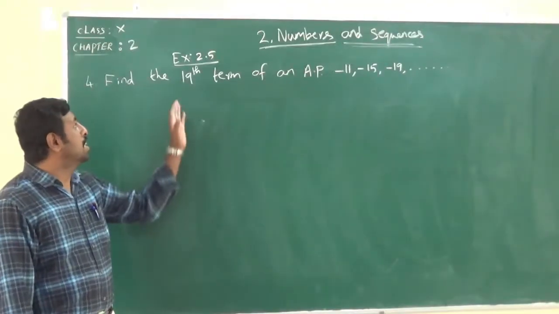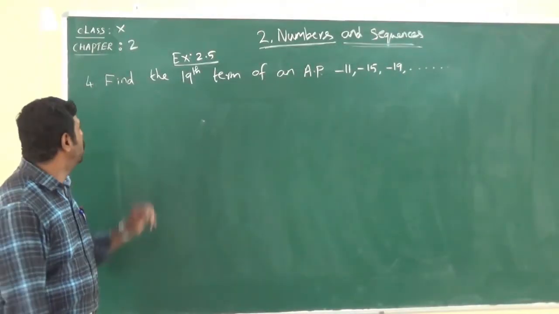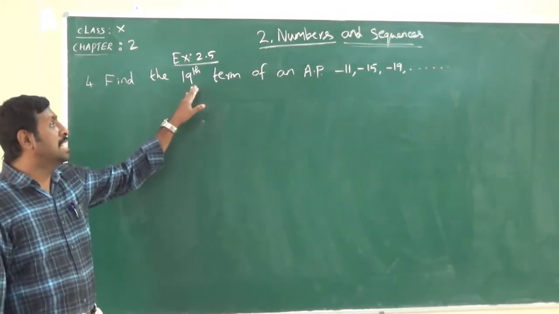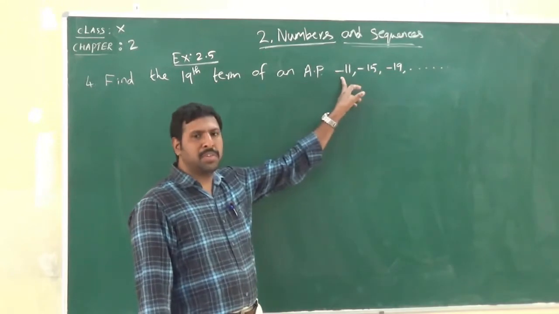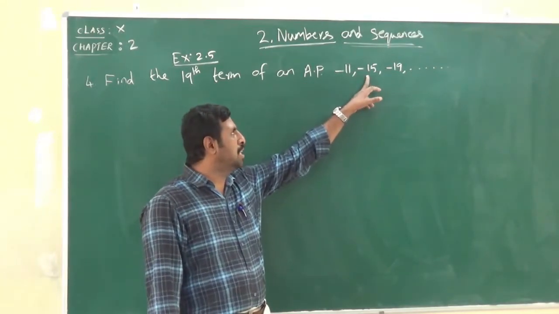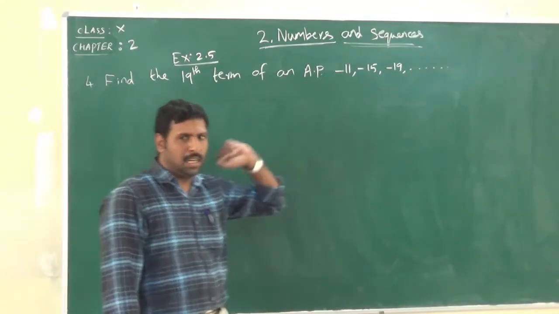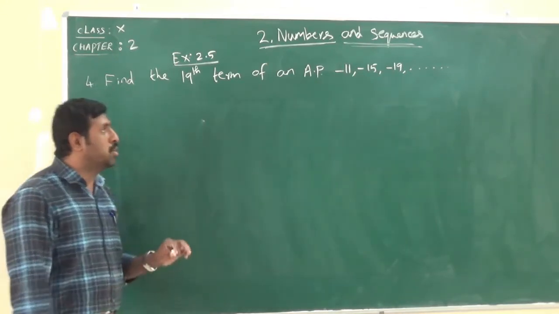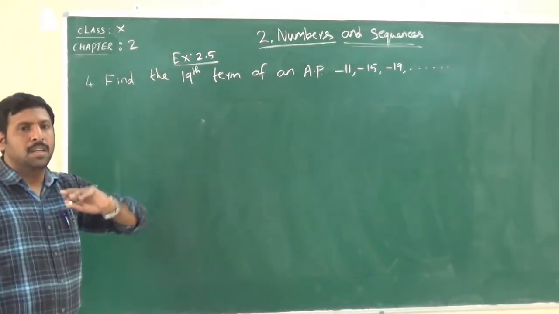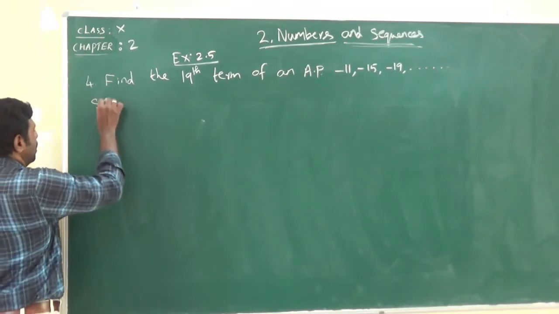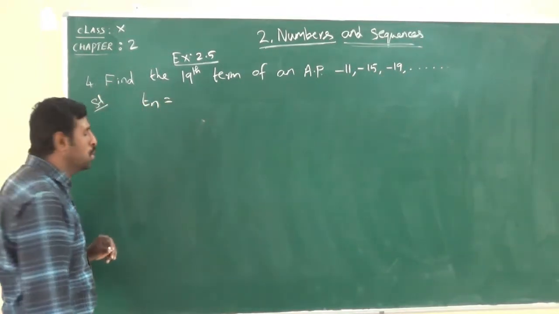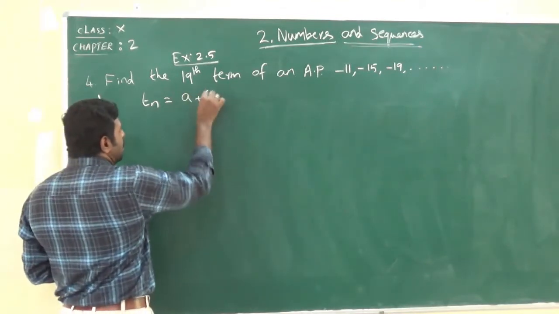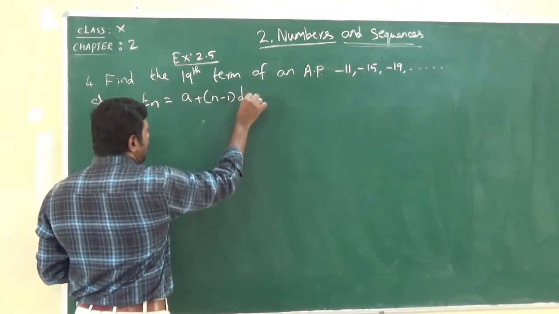Students, exercise number 2.5, question number 4. Find the 19th term of an AP. The AP sequence is given as minus 11, minus 15, minus 19 and it goes on, right? Now we want to find out the 19th term. We have the formula to find out the terms, that is the general term of an AP: Tn is equal to a plus n minus 1 into d is the formula.